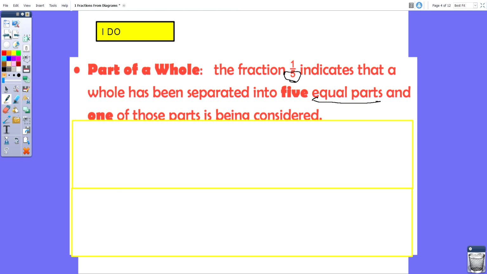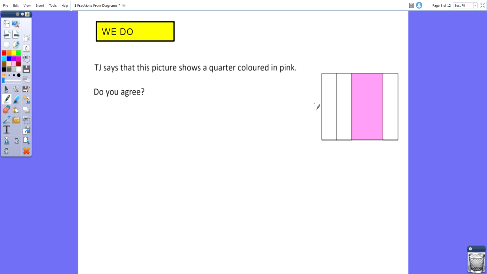So when we look at the last question, where we wondered whether a quarter was shaded in pink, we can see here that this section is a lot bigger than the other 3 sections in the shape. So it's not a quarter because even though it's split into 4 different parts, which is what quarters are defined as, they're not equal parts. So this part here cannot be defined as a quarter.